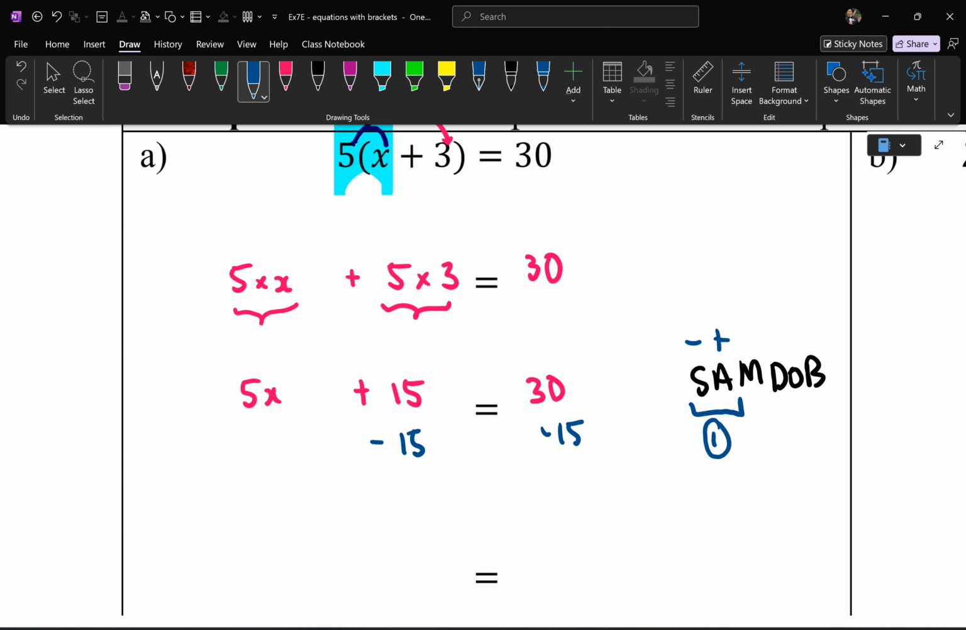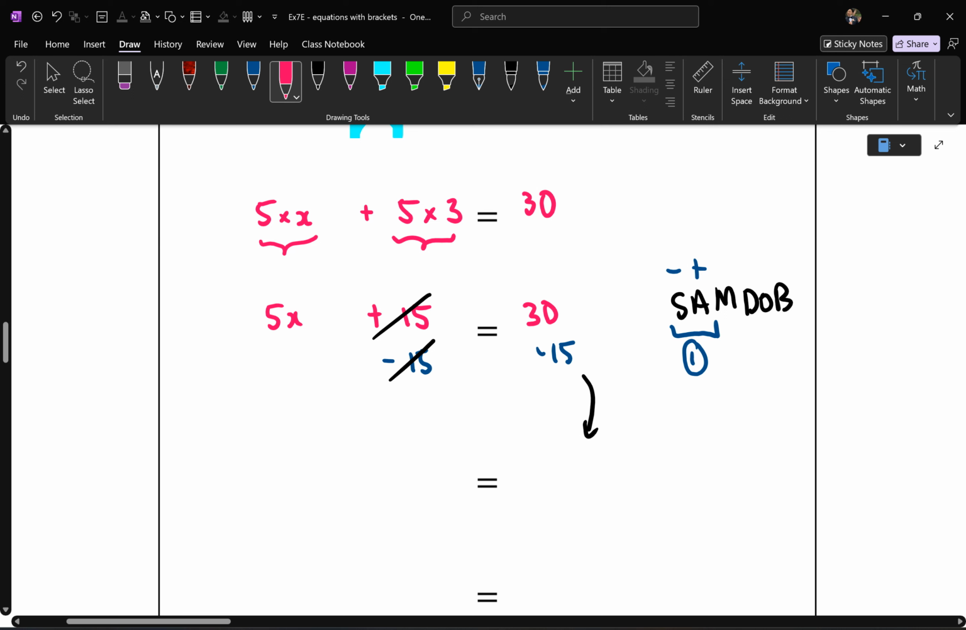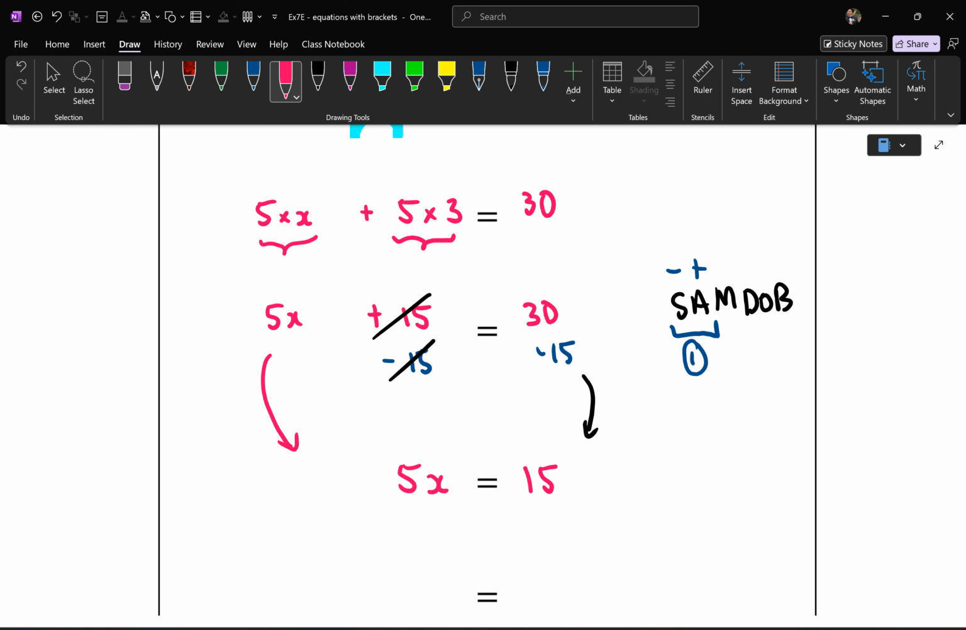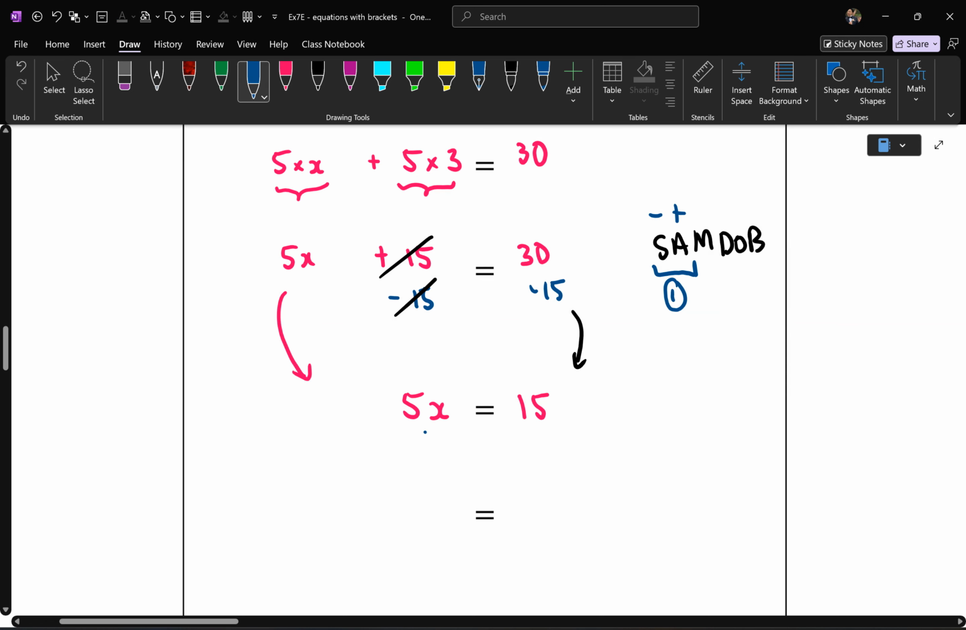Thank you. 15 take away 15, we know, is 0, so it cancels out. But then 30 take away 15 is what, Josh? 15. So this now becomes 15 on the right-hand side. And on this side, I still have the 5x. So I write 5x. But remember, 5x means 5 times x. So I've got a times 5 there. I don't want times 5. I just want x. So what do I do next? Let's go with Oliver. What's the next step?